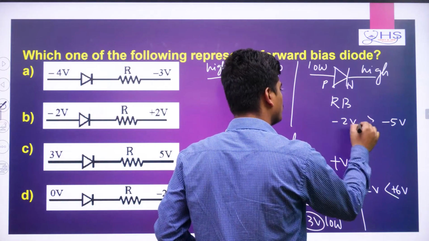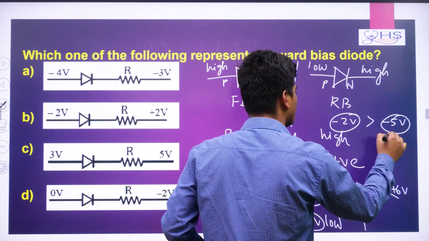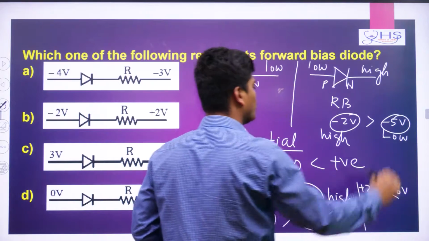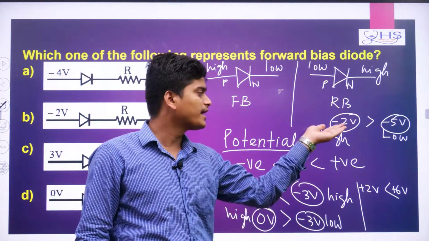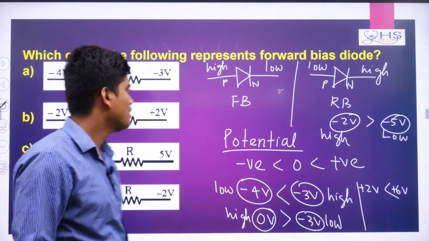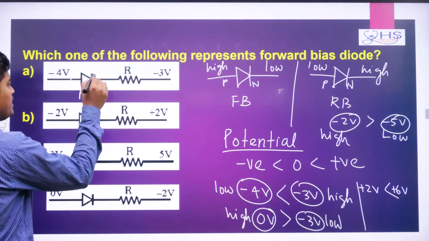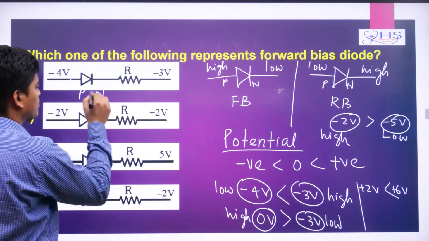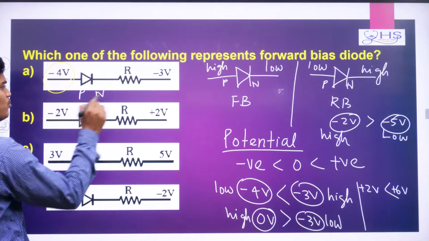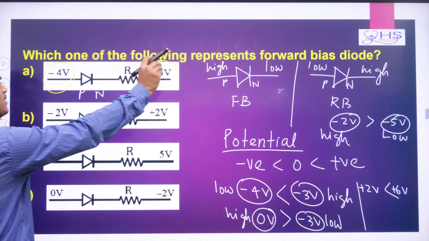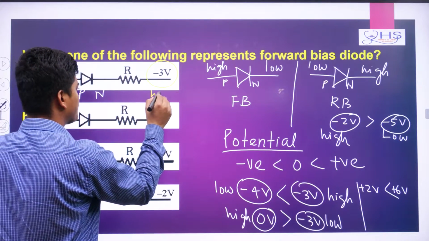Then definitely -2 volt will be high potential as compared to -5 volt. So -5 volt will be low potential. Remember, if a negative sign is there, less negative will be higher potential. Now here, -4 volt is connected to the P side and -3 volt is connected to the N side. Definitely -4 volt is less than -3 volt, so this is low potential and this is high potential.